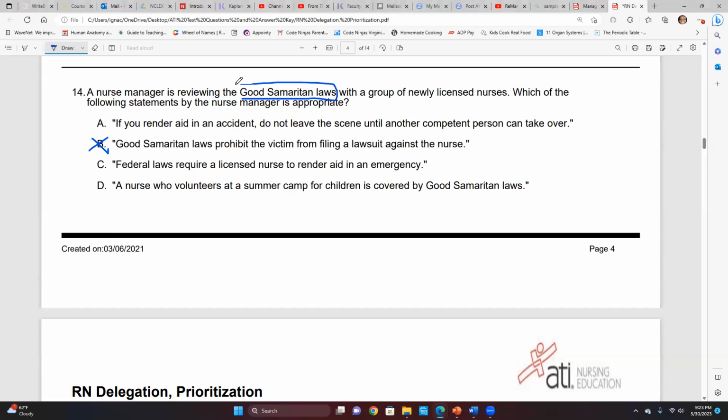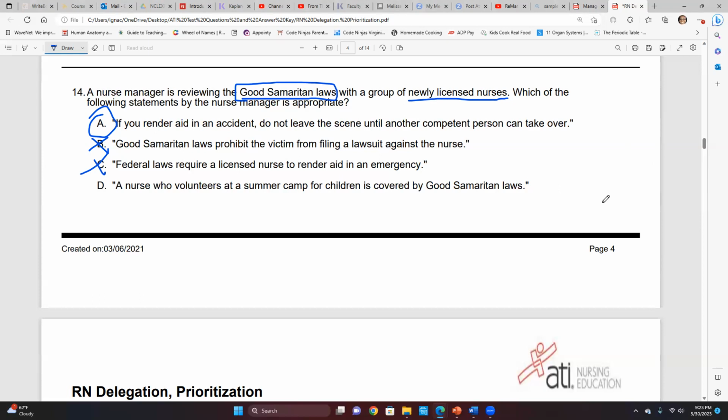A Good Samaritan law. I know it was not supposed to count against the person. I think it should be an emergency. C should be an emergency. No, so C is not correct. Okay, I have two now. It's either A or D. Do not leave until a competent person arrives, not voluntarily, newly licensed. I'll say A. Yes, A is correct.